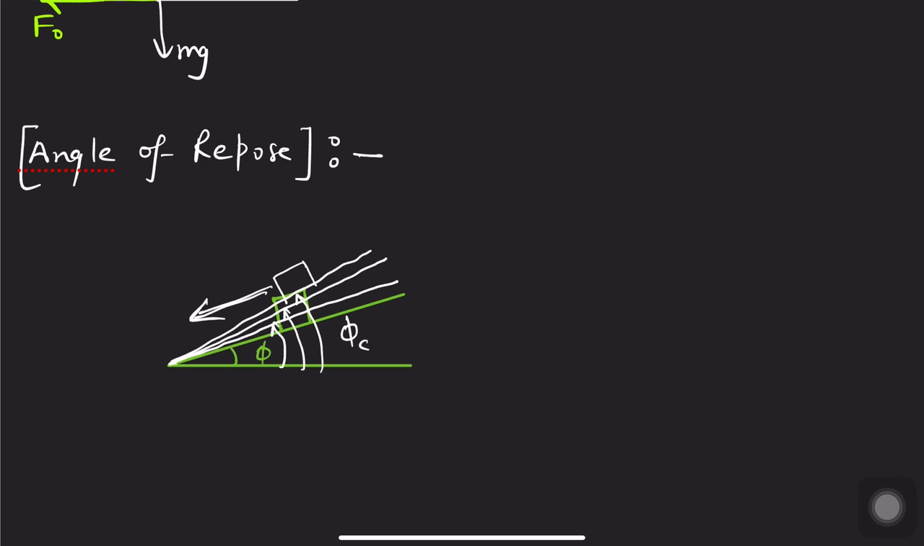Are you getting my point or not, guys? If it is lying on the ground, there would be no sliding. But as you increase the inclination of the plane, there would be an angle at which it is going to slide. The angle at which it is going to slide is known as your angle of repose.